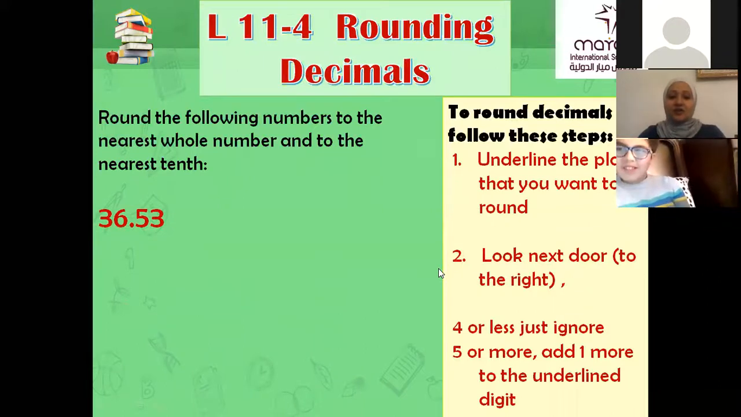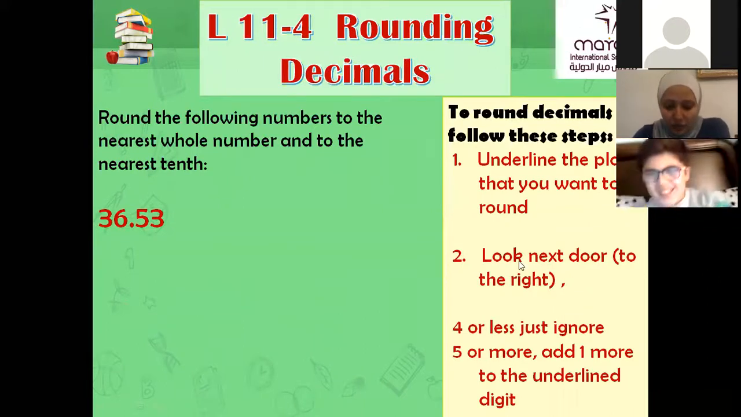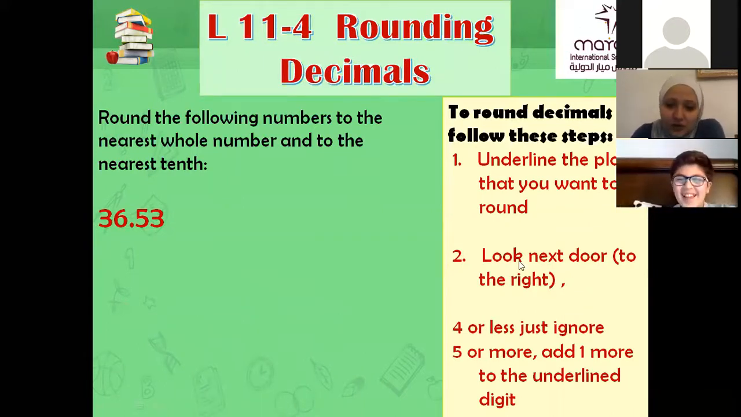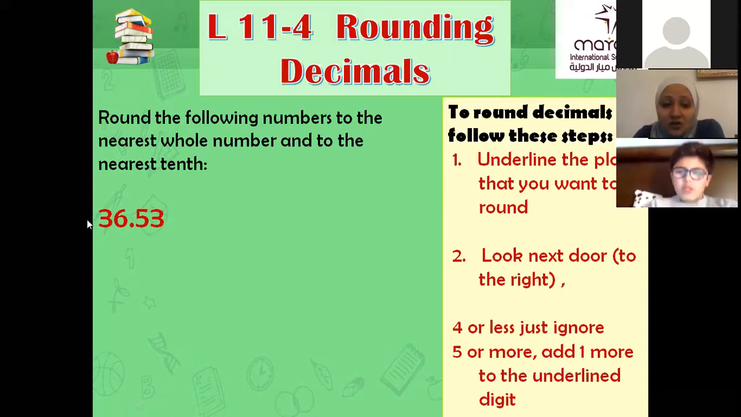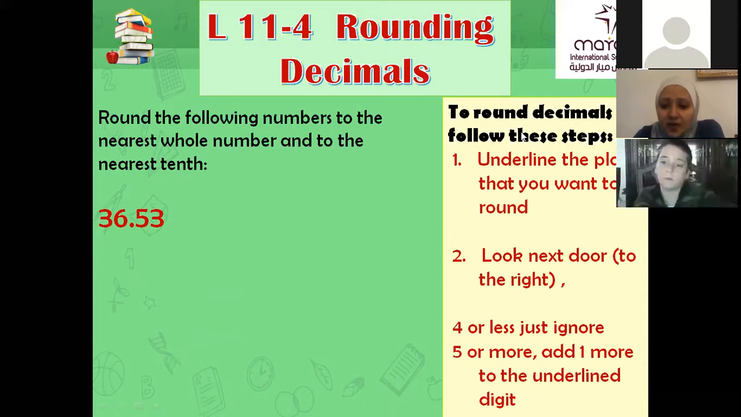Let's go to rounding decimals, and you all know the poem, and of course you memorized it. What is it? Find your number, look to the right. If it is 4 or less, just ignore. 5 or more, add 1 more. So who wants to remind me how to round this to the nearest whole number first? Karam Bakir, can you do it? Yalla, do it, please.